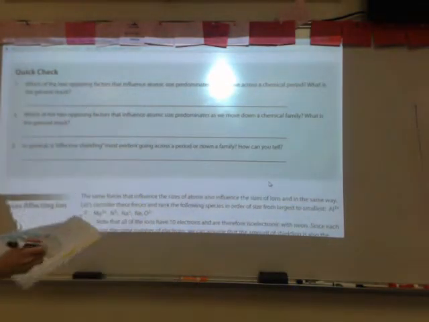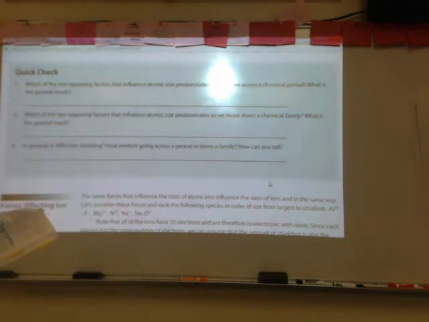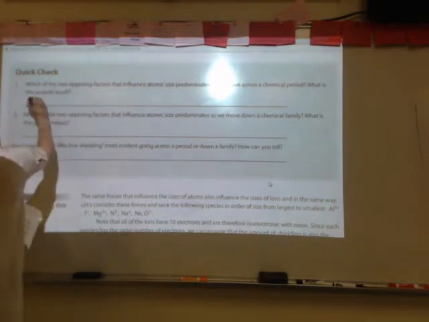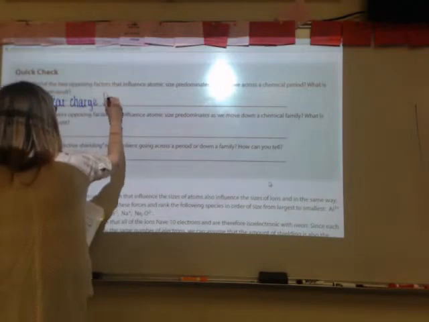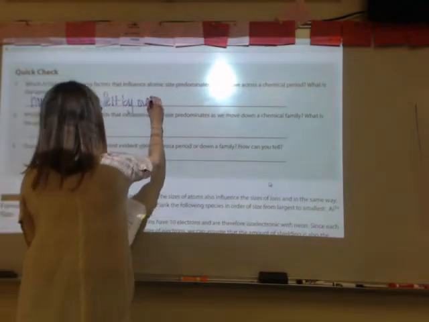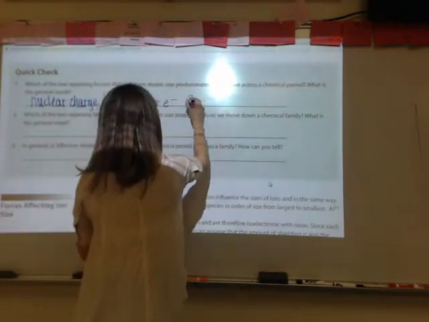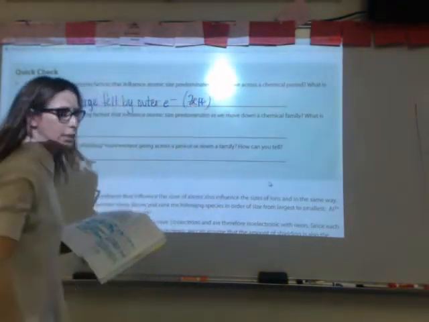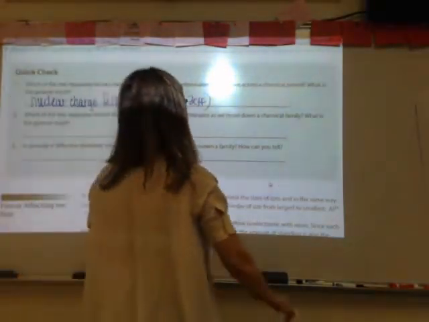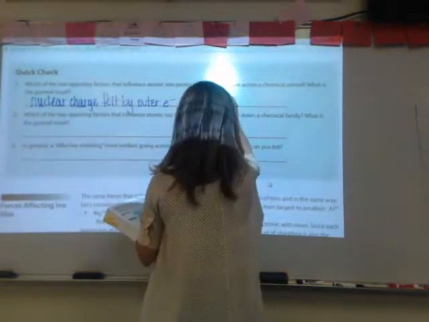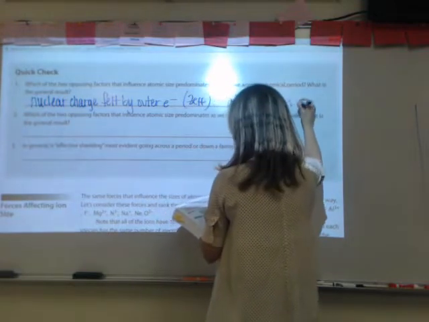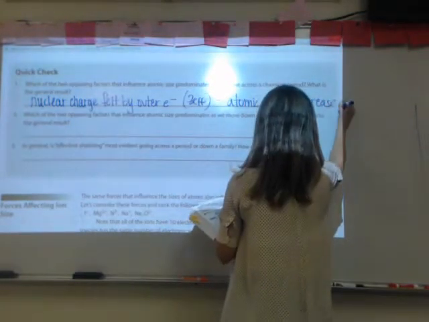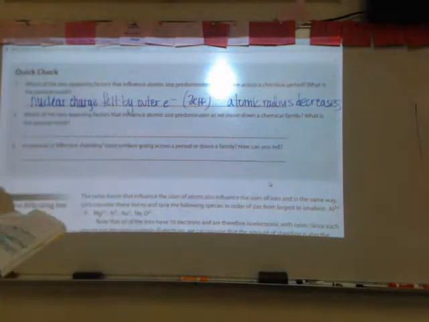Which of the two opposing factors that influence atomic size predominate as we move across a chemical period? Well, the nuclear charge felt by the outer electrons, this would be the effective nuclear charge, Zeff, is dominating. And what is the general result? Well, the atomic radius decreases as the effective nuclear charge increases, moving from left to right.